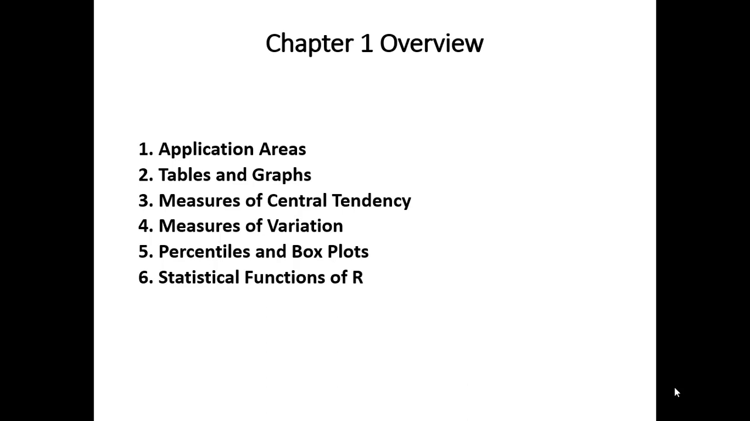So we'll briefly talk about these 6 items: some of the application areas, tables and graphs, measures of central tendency, measures of variation, percentiles, quartiles, and box plots, and some statistical functions of R. And this is really just an outline. I would say that it's extremely important that you go through the book itself, chapter 1, and there are also some class notes that might help you out, and these are all posted on Blackboard.